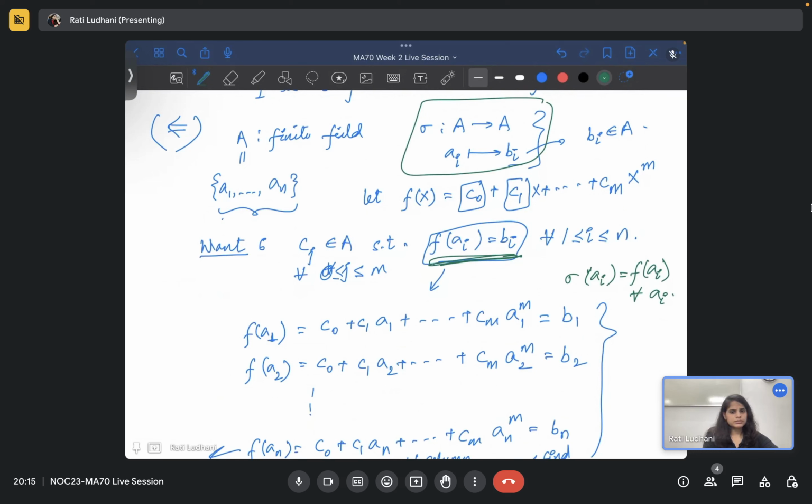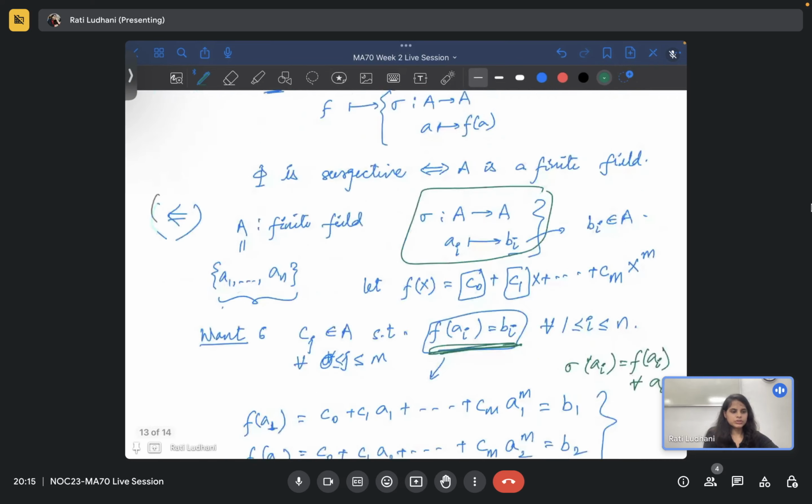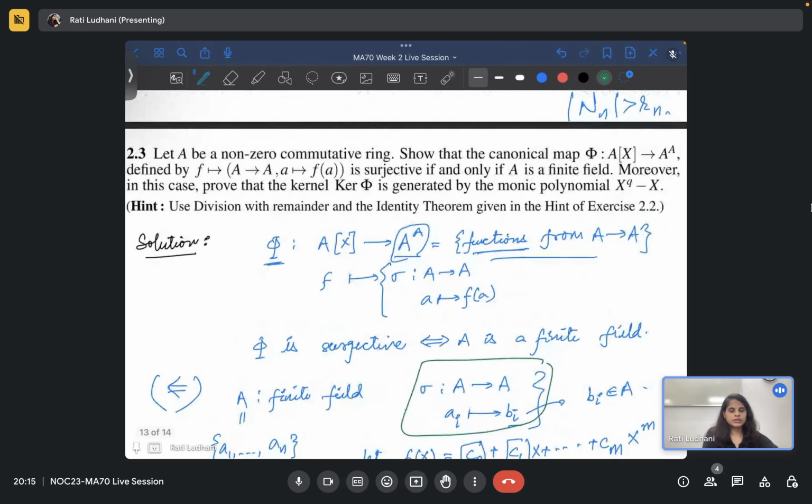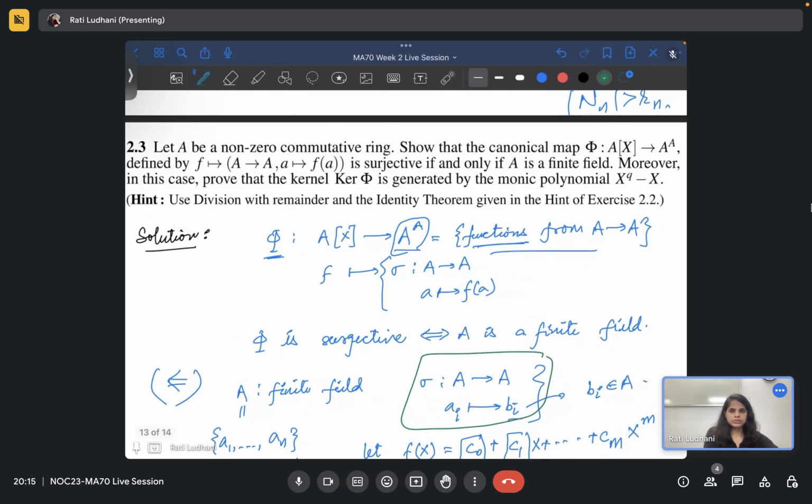Is that clear? Yes. Okay. Try to prove the other side, and we can continue next time if you have any doubt in that, or at least I'll try to write the solution of 2.3 in the notes. Is that okay?